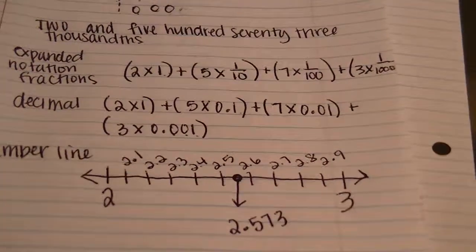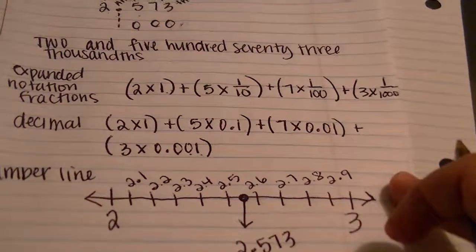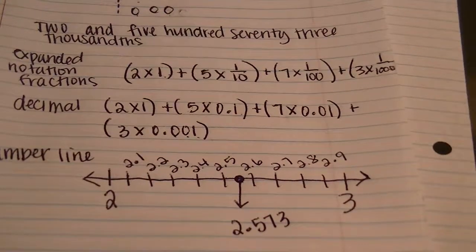Alright, so this will wrap up our decimal place value. We can refer to our journal because we have plenty of examples there also.